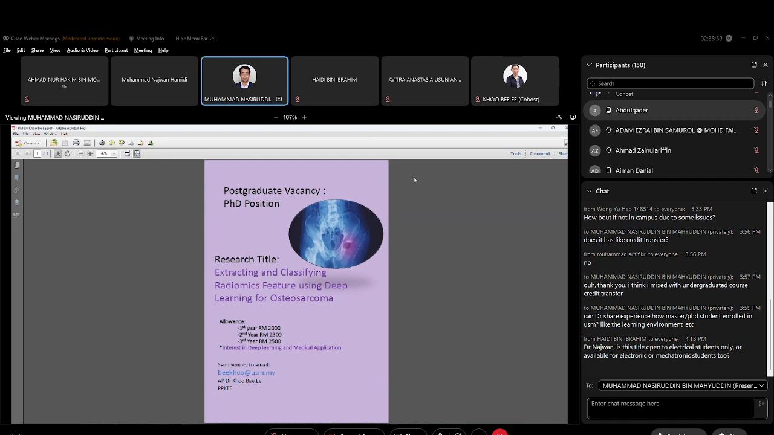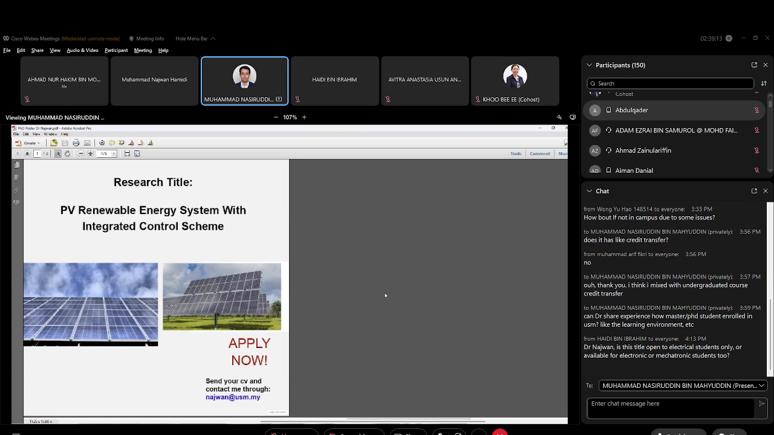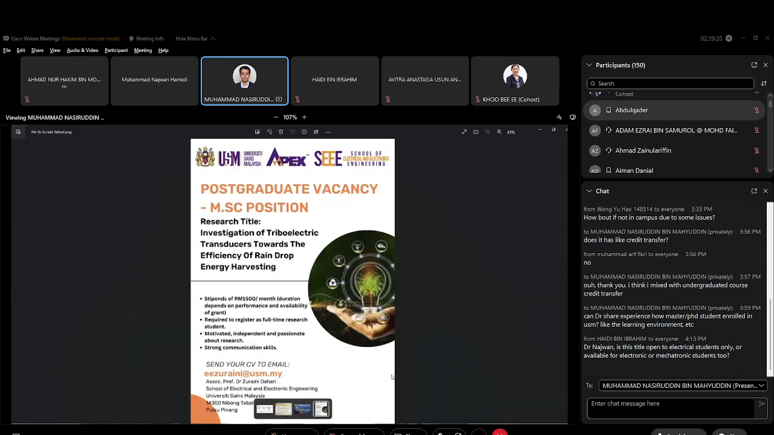If you want to have further questions, and some of you have asked whether there is an allowance or not, yes, there is an allowance, as you can see. For example, Dr. Koo has an allowance being paid for the full 3 years. Dr. Najwan is also expecting to receive a grant, which will support the research work. Dr. Zuraini also has a grant to support, as well as Dr. Tarmizi.